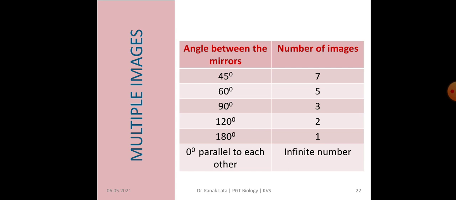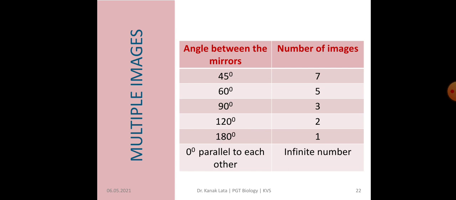You can observe in the given table that when the angle between the mirrors is changed, the number of images also changes. If the angle between the mirrors is 45 degrees, then 7 images are seen. If 60 degrees, then 5 images are visible. If 90 degrees, then only 3 images are seen. If the angle between two mirrors is 120 degrees, then we can see only 2 images. And if it is 180 degrees, then only one image is seen. When two mirrors are parallel to each other, then an infinite number of images are seen.